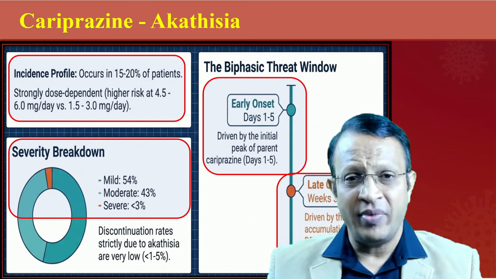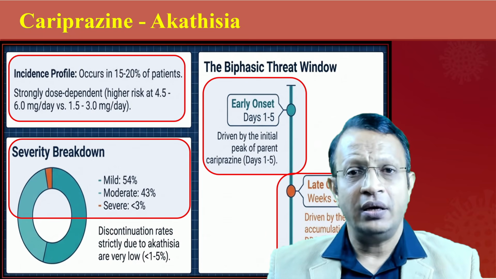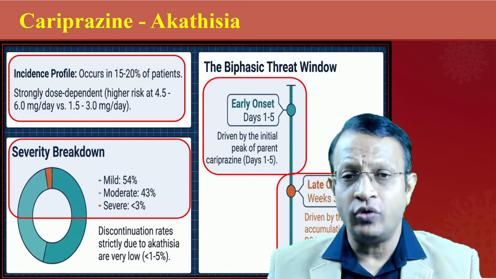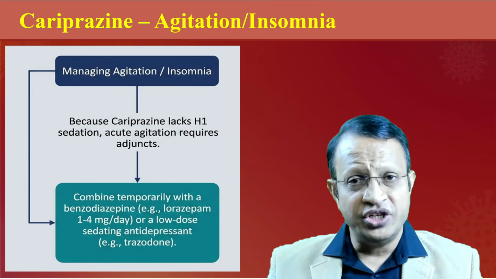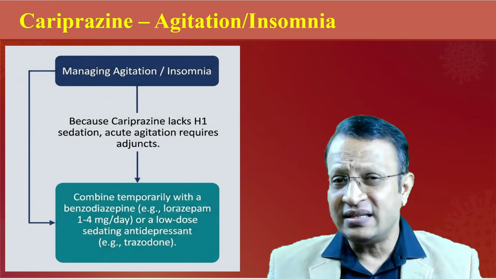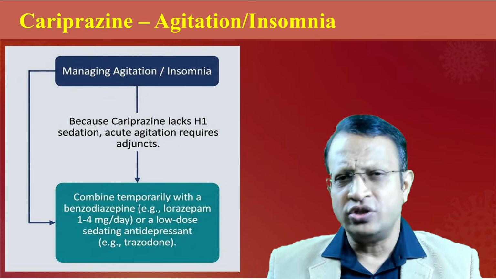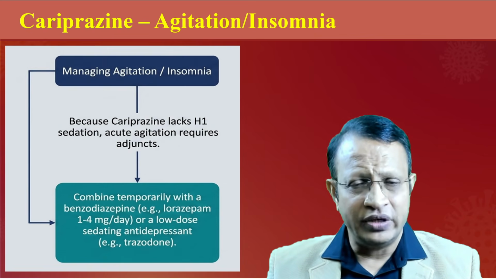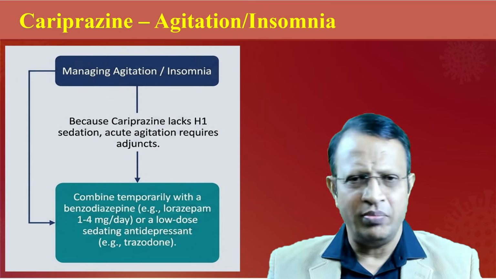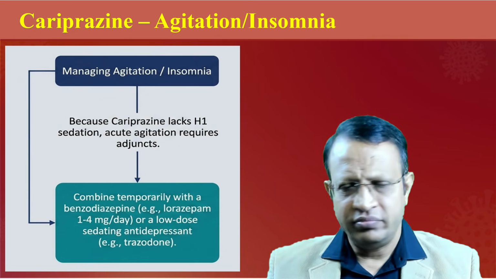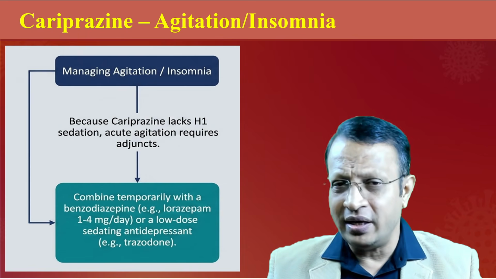Further, the maximum akathisia is mild in 54%, moderate in 43%, severe in 3%. Keep an eye, and if required, you may have to add propranolol or benzodiazepines to manage agitation and insomnia, because cariprazine lacks H1 sedation and acute agitation requires adjunct medication, my dear friends. That means since it does not cause sedation, we have to give temporary lorazepam or else trazodone. Lorazepam can be 0.5 milligram to 1 milligram. Trazodone can be even 25 to 50 milligram, my dear friends. So for managing agitation and insomnia, cariprazine invariably requires lorazepam.